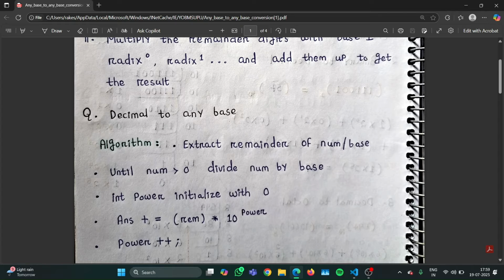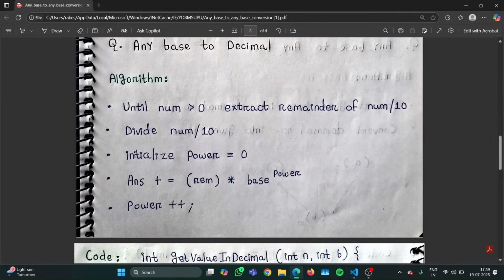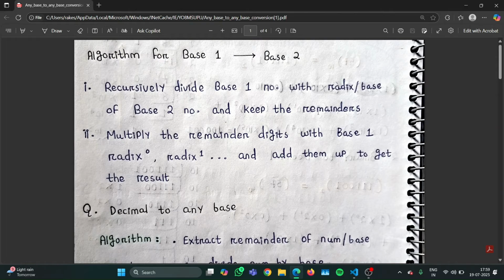So that's why the place value was power of 10. And in the second approach of any base to decimal, the place value is base to the power something, because we are not given the base of the number system. So if you notice the logic, we can crack this complex looking 2 points for converting base 1 to base 2. So the first thing is that you need to divide the base 1 number system, that is the first number system that you are given, by the base of the second number, or the base that you are trying to convert it into, and keep the remainders.